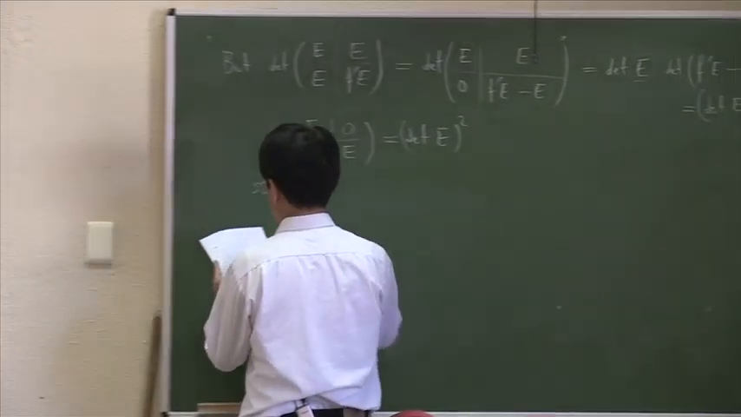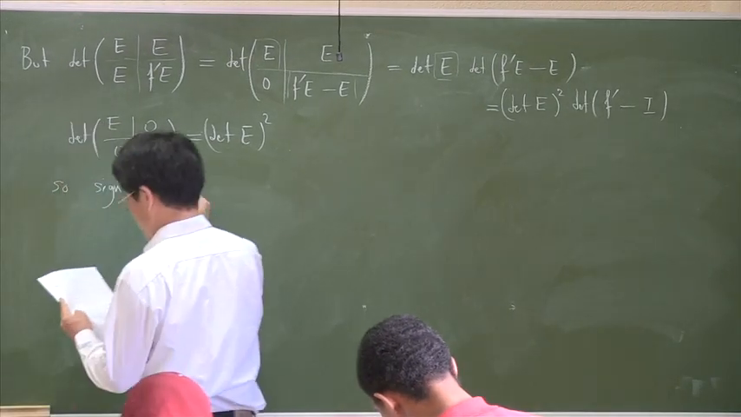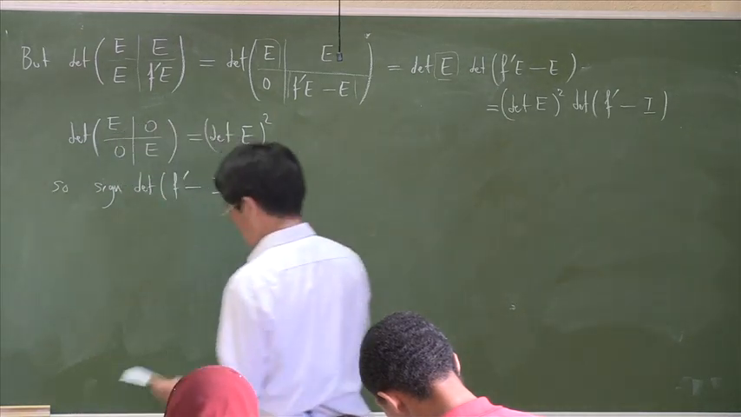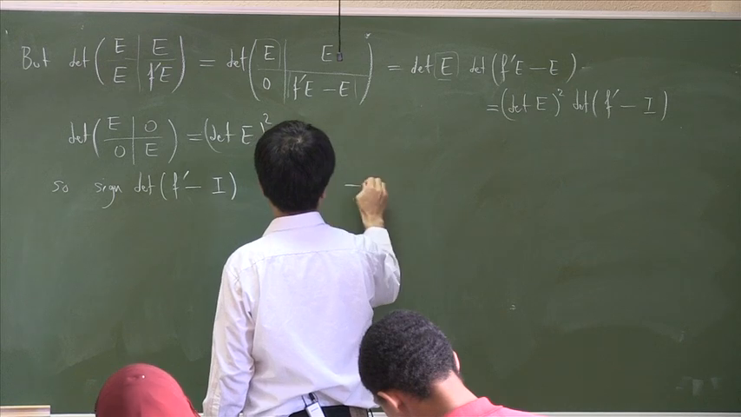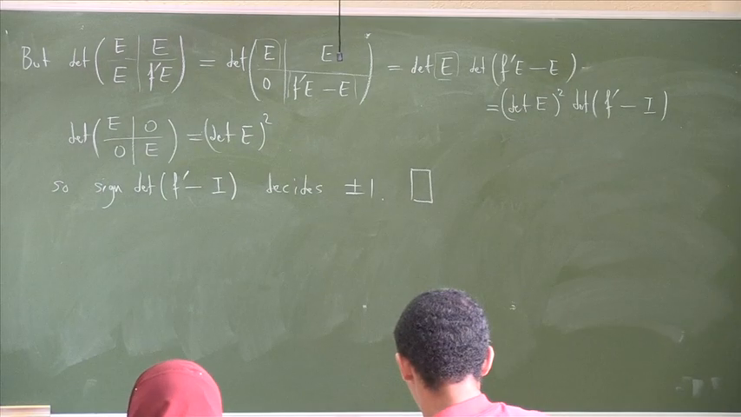So the sign of the determinant of f prime minus I is the sign plus or minus 1, as advertised. I hope this is clear.